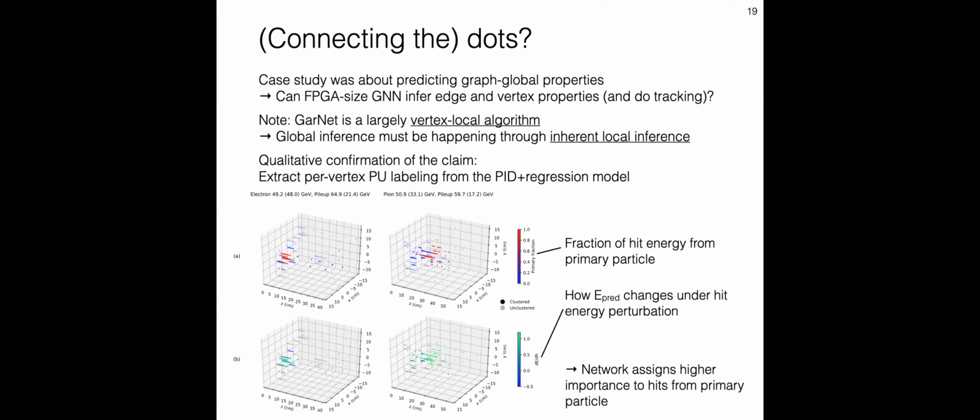And you can see that it's not as exact as that, but still, at the top is the primary fraction shown as blue to red. So that's the fraction of hit energy from the primary particle, and the bottom is the rate of change of this primary predicted energy from perturbation, and green and red do overlap between the two plots. So the network is assigning higher importance to hits from the primary particle, meaning it is inferring local information at hit level. So that's the relevance to tracking.